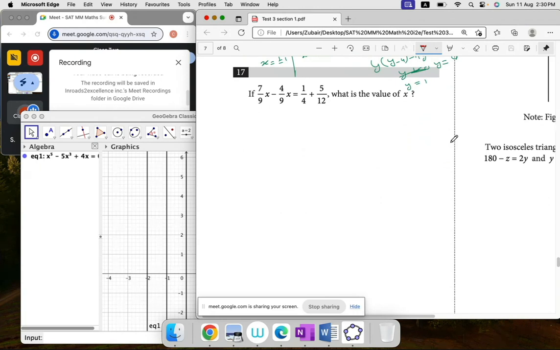Number 17. If this is equal to this, what is the value of x? So 7 by 9 minus 4 by 9 is 1 by 3. 1 by 4 plus 5 by 12 is 2 by 3. So x is equals to 2.